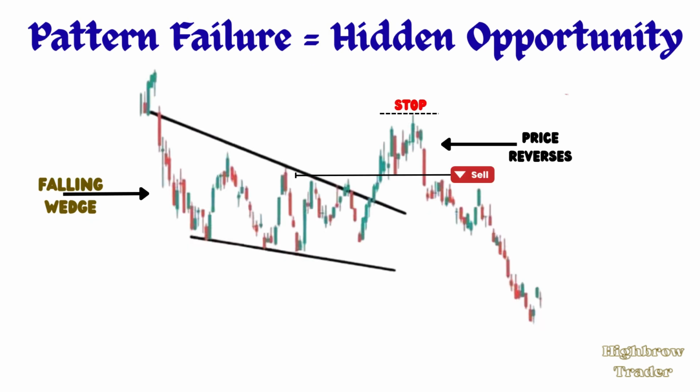Sometimes, a pattern fails, and that failure can become a setup on its own. For example, a breakdown that quickly reverses can trap traders on the wrong side. Smart traders watch for these fake moves as contrarian signals.